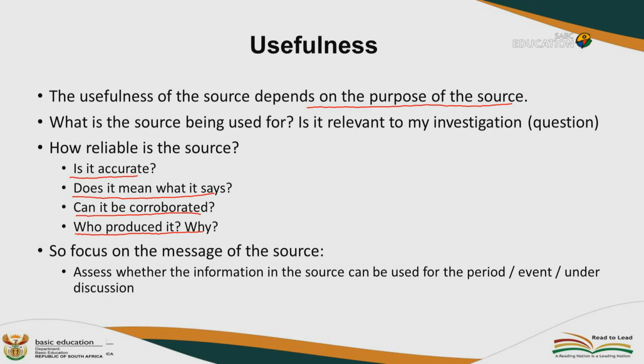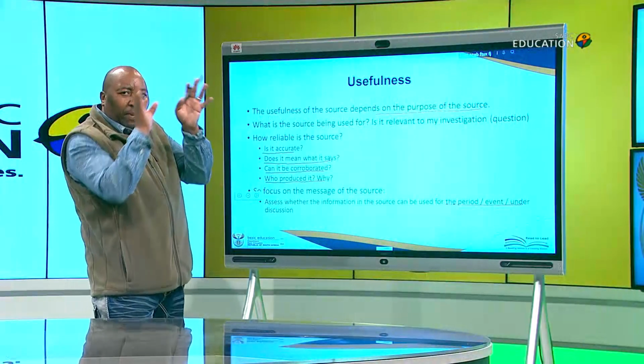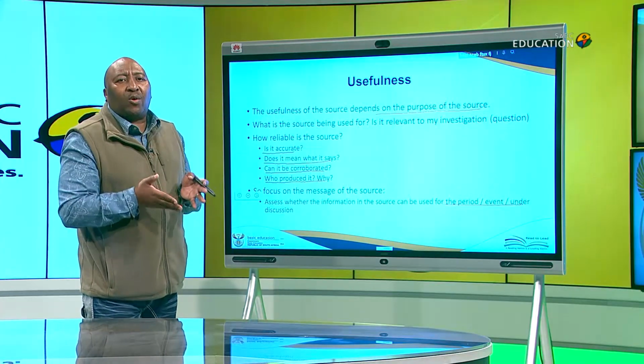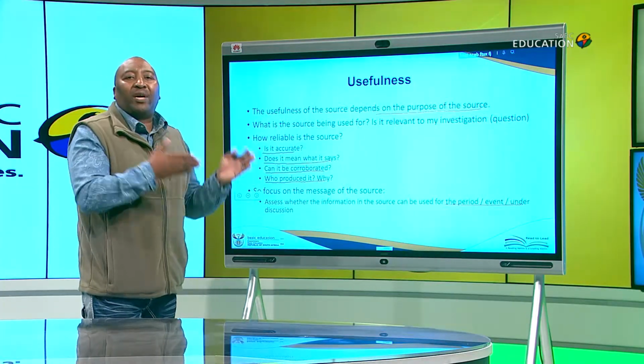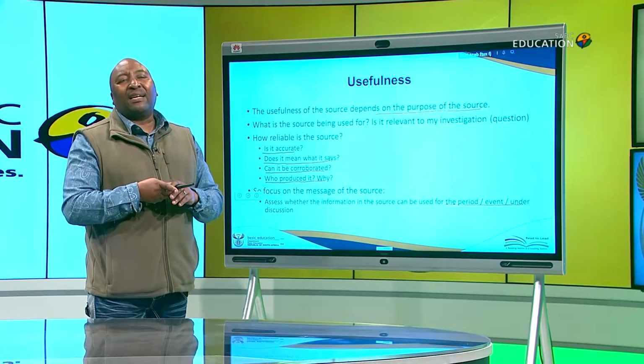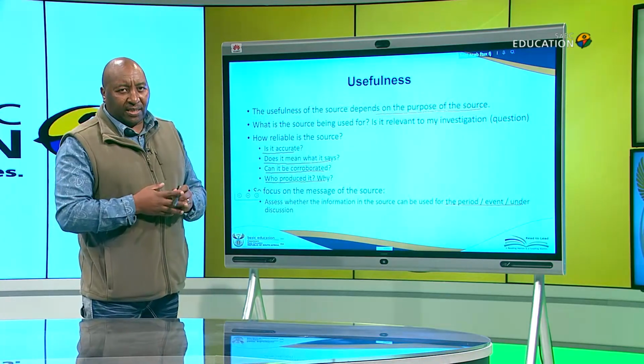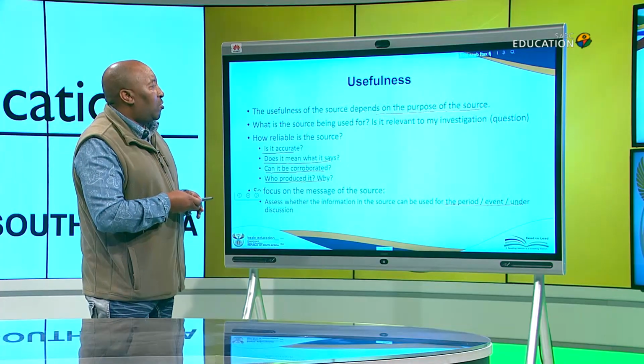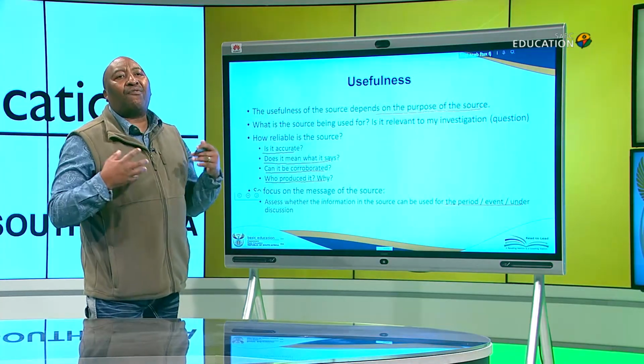Focus on the message of the source. Assess whether the information in the source can be used for that particular period. If we are studying a topic on Black consciousness and the philosophy of Black consciousness, and the source does not relate to anything around Black consciousness, that particular source is not useful to a historian studying the event on Black consciousness. So it is important that we know how these sources are formulated.